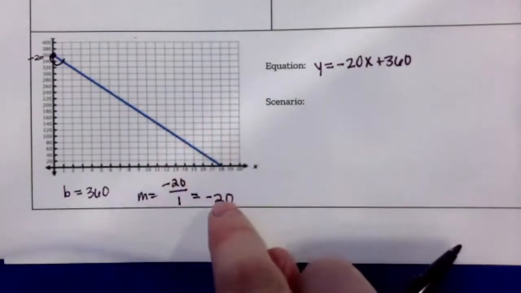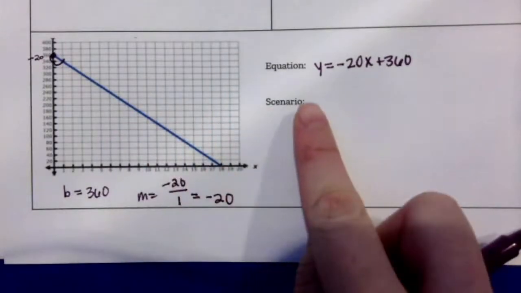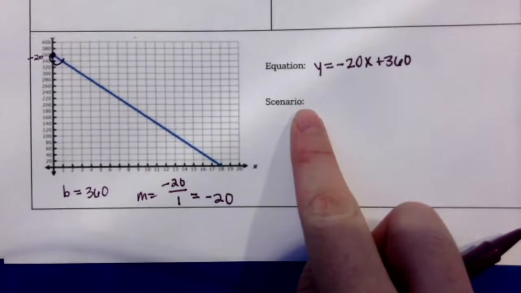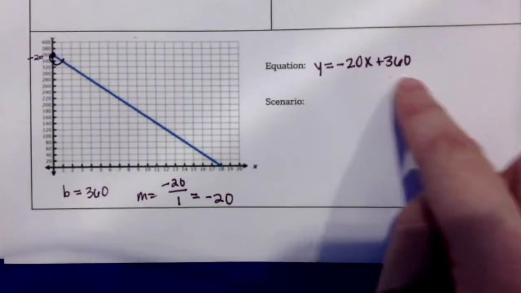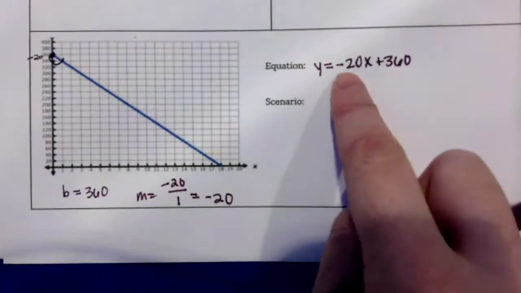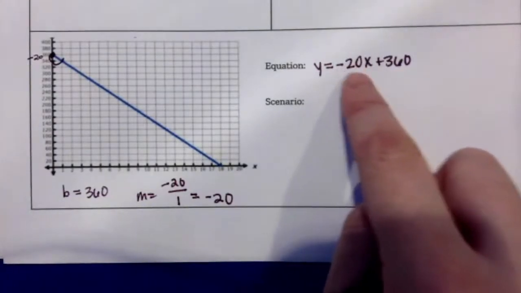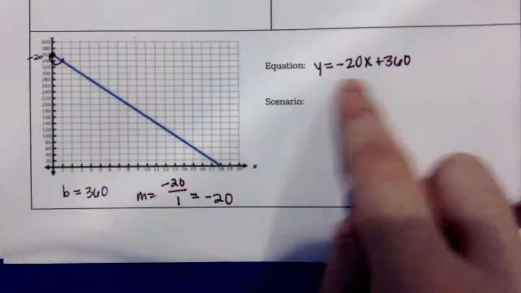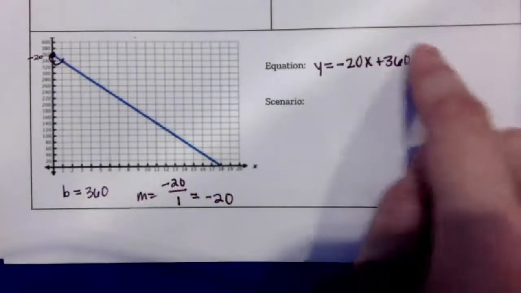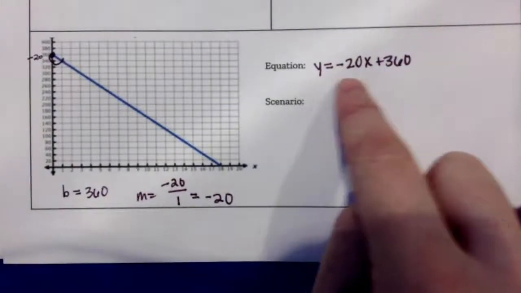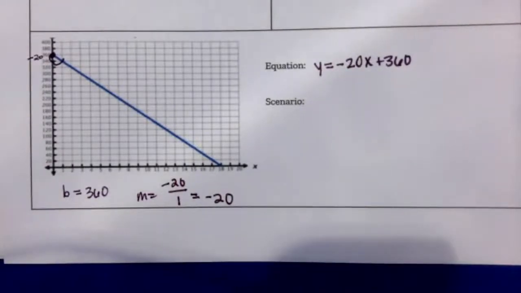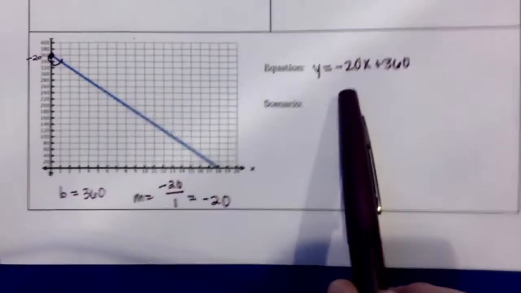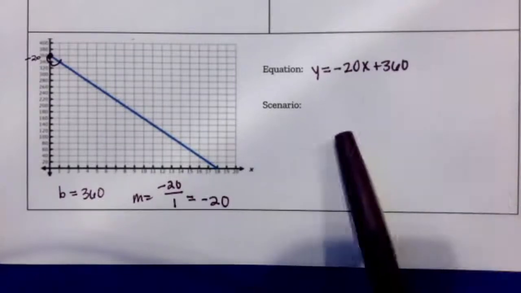This one doesn't tell you what it has to be about. So I think in my example from class, I said that you filled up your gas tank, so you had 360 miles that you could drive, and every gallon you drive 20 miles. And so that would account for this. You could also do something about money. So you had $360, you spend 20 every month, and so you can use that. As long as it's clear that the slope is going down and you start with 360, the scenario should be fine.